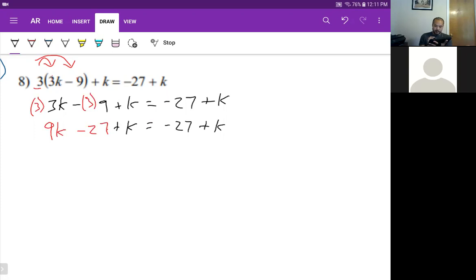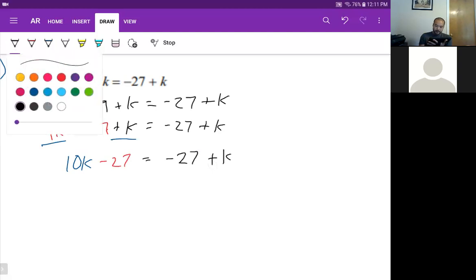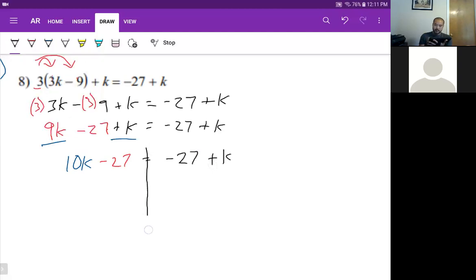So next, let's combine like terms. 9k and k will get you 10k. Then that negative 27 is still here. Then this negative 27 plus k is over here. Okay, we have our algebra problem now. So let's do minus k, minus k. You have 9k minus 27 equals negative 27.